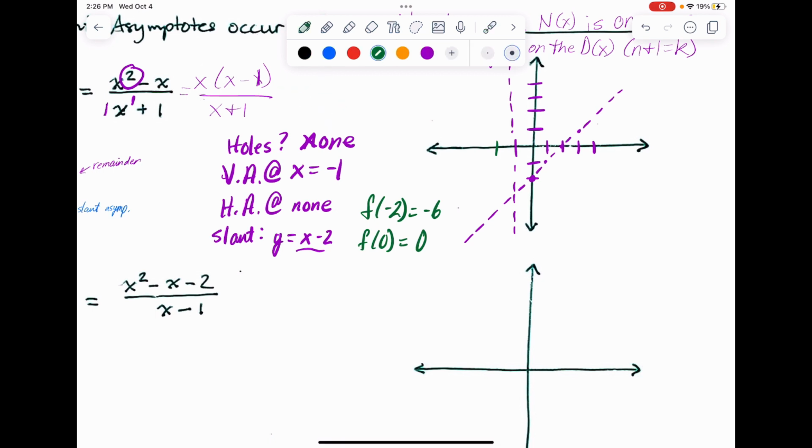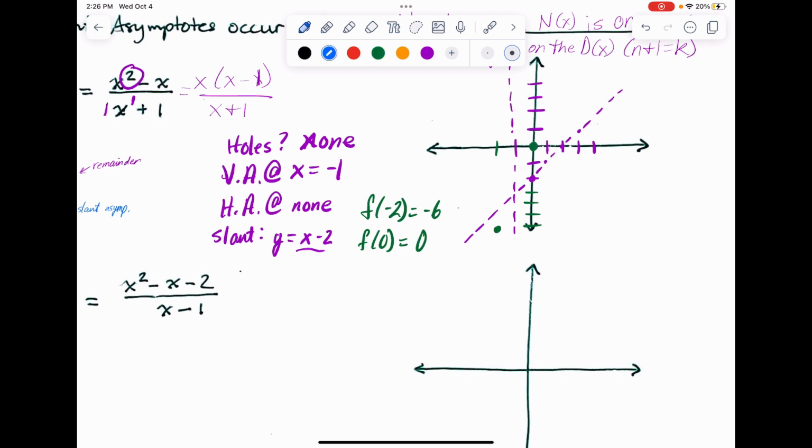All right, so now we've got two different points. We've got one at negative 2, negative 6. 1, 2, 3, 4, 5, 6. And then we said it's at negative 2. And then we also have another one at 0, 0.